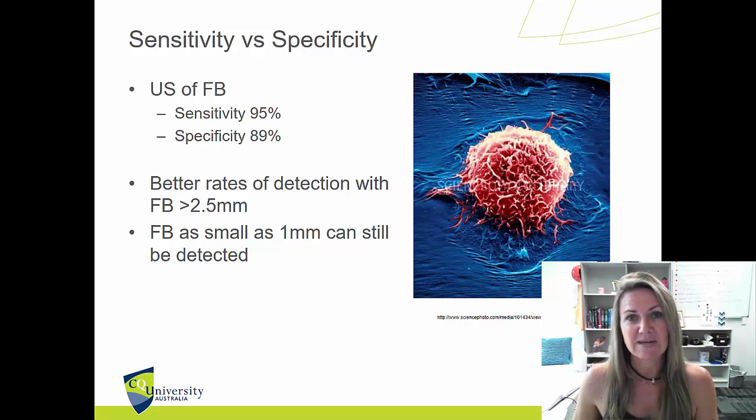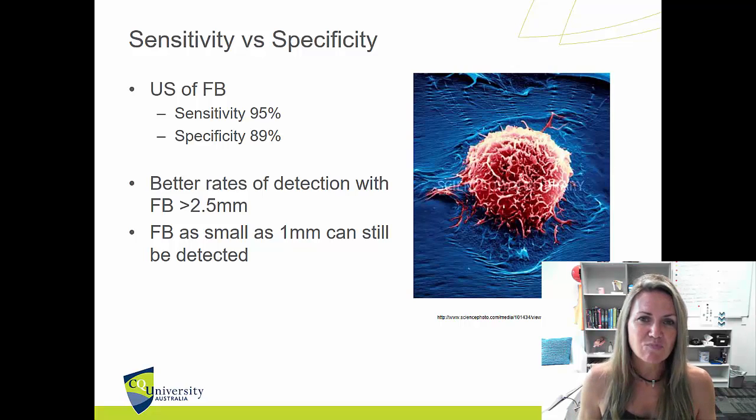And when we look at artifact a bit later on, you can understand that we may overcall some things and think something is a foreign body when actually it's an air bubble or something like that, which is causing some sort of an artifact. Better rates of detection with any foreign bodies that are over 2.5 millimeters. Now, that is still small, very, very small, and that's going to be felt by your patient.